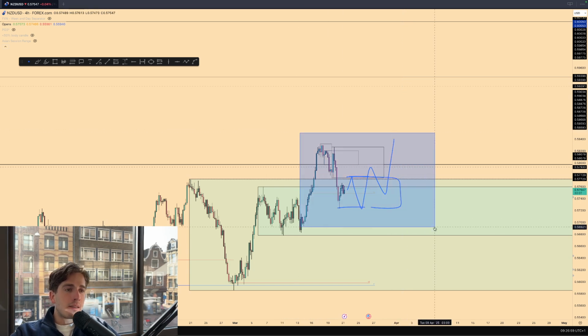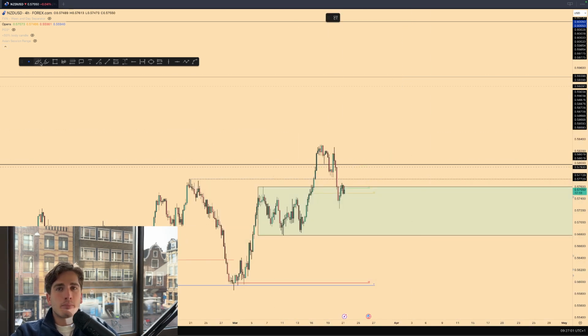At the moment, the immediate market structure on the 4-hour is still bearish, right? So we're seeing an internal downtrend, and you want that internal downtrend to shift into an uptrend, because then you have the highest probability longs.